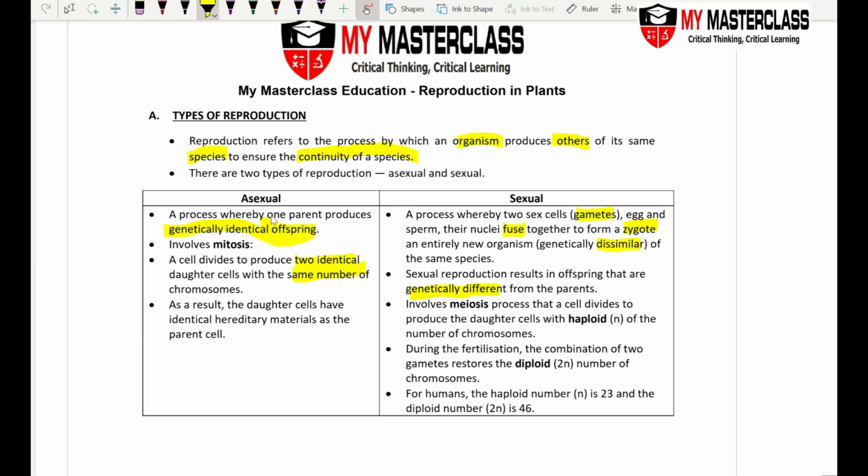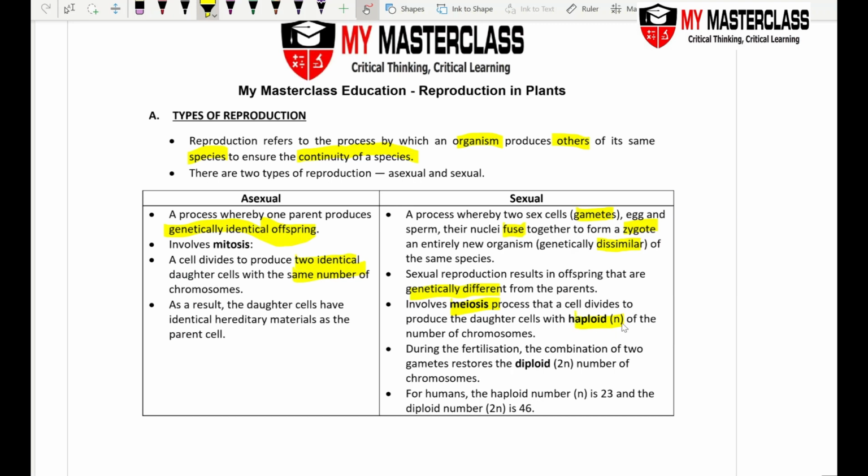So unlike asexual, which is mitosis, sexual reproduction only involves meiosis. So same thing, daughter cells, I have got haploid. So if you compare this, I have got identical daughter cells, same number of chromosomes. On the other hand, this is haploid, that means half the number of chromosomes.